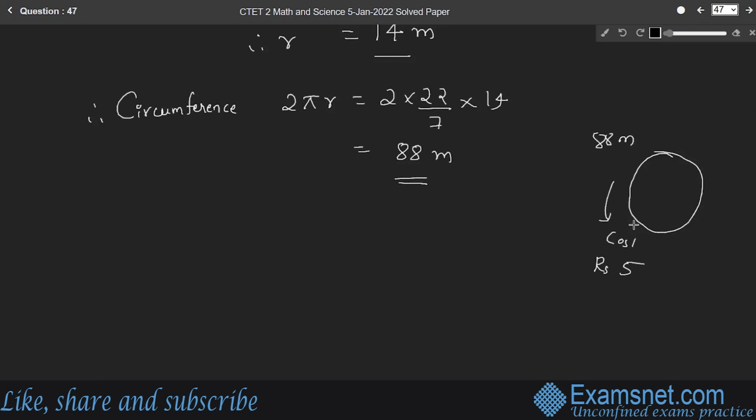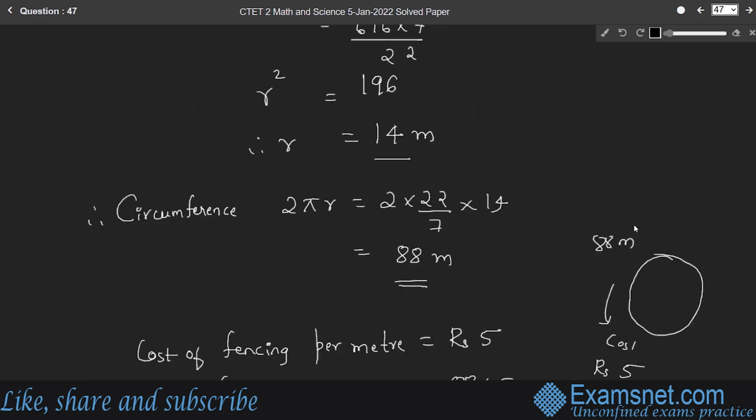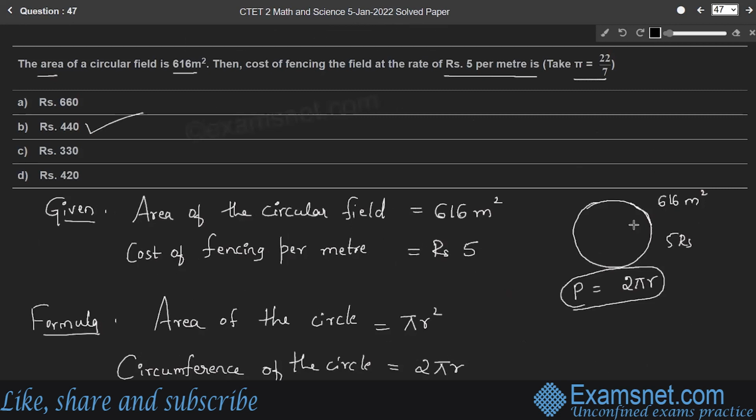So cost of fencing per meter is equal to rupees 5. Therefore, cost of fencing 88 meters is equal to 88 into 5, which is 440 rupees. Therefore, the answer is 440 rupees, option B.